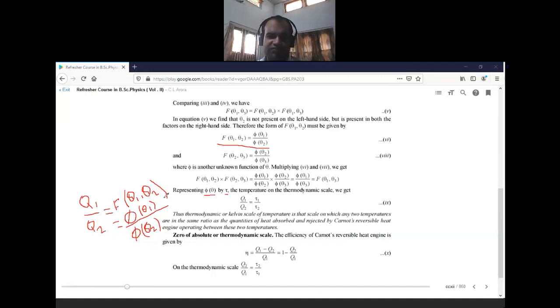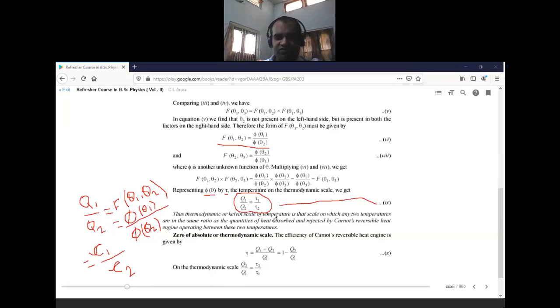If phi theta is tau, then phi theta 1 can be written as tau 1 divided by tau 2. So Q1 by Q2 is nothing but tau 1 by tau 2. Tau 1 is again a function of temperature theta 1, and tau 2 is again a function of temperature theta 2. Okay, this is equation 9.